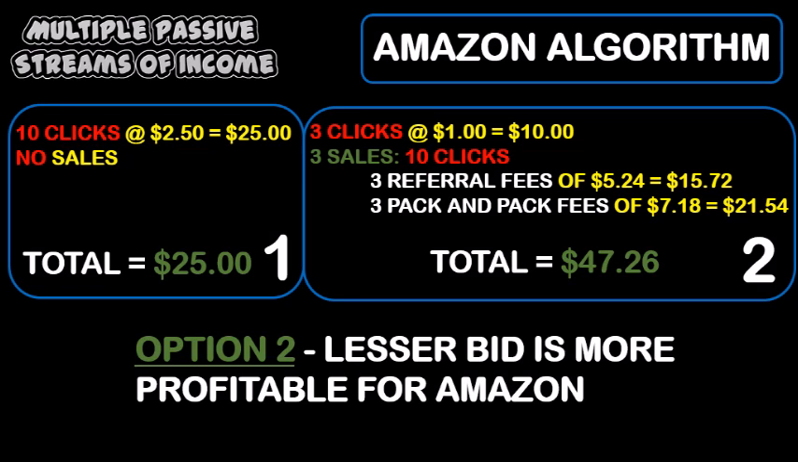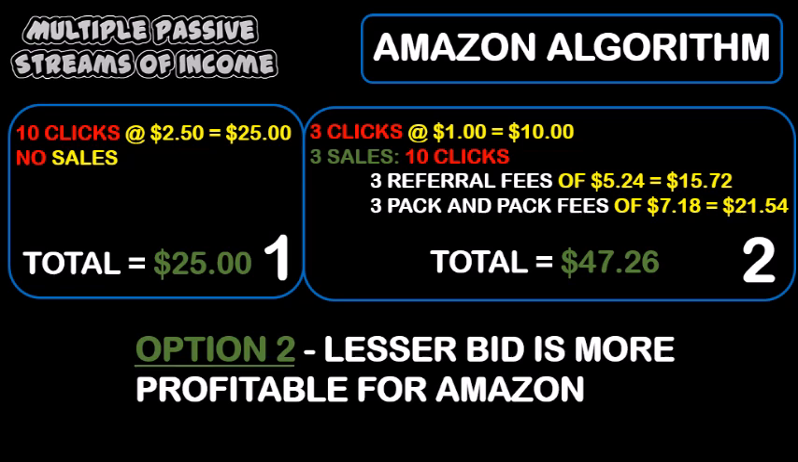They will make more money by placing the lower bid seller at the top of search because those sales will amount to 3 referral fees for a total of $15.72, for example. Also 3 pick and pack fees, and that totals $21.56. So by placing the lower bid product at the top of the search, they are going to earn more.